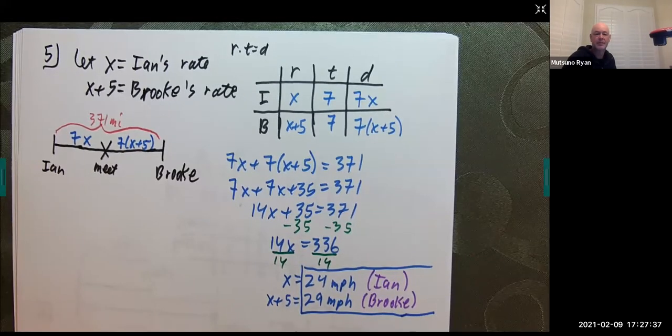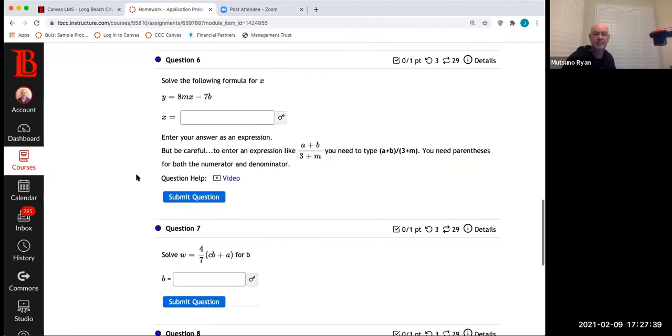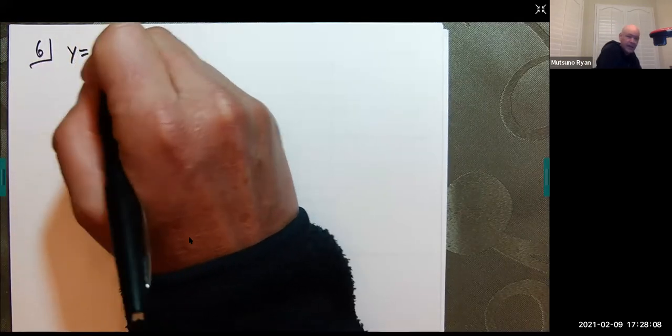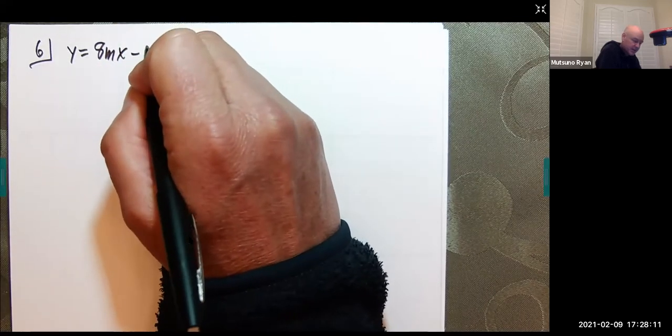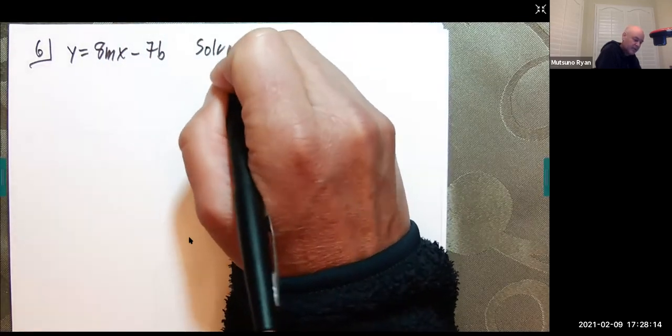Next up is number 6. All right, so we have a formula, y equals 8mx minus 7b, and we're solving for x in this case. So I'm going to switch screens. Oh, I did a pretty good job. This is number 6. And it says take y equals 8mx minus 7b. And we're solving for x.